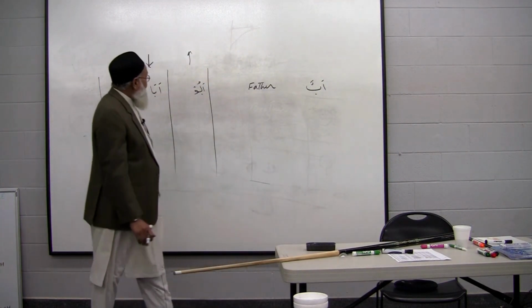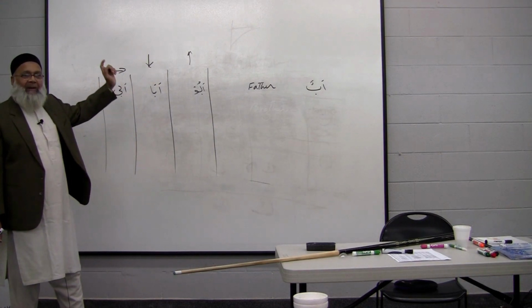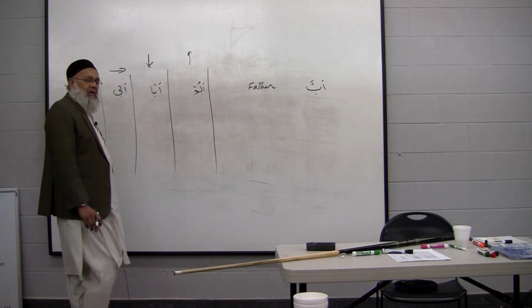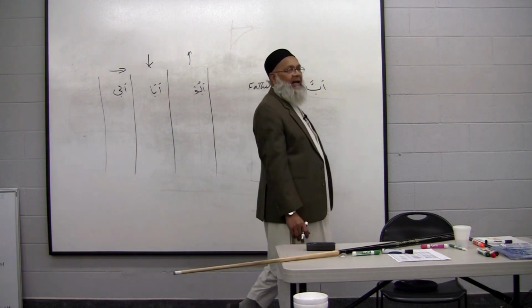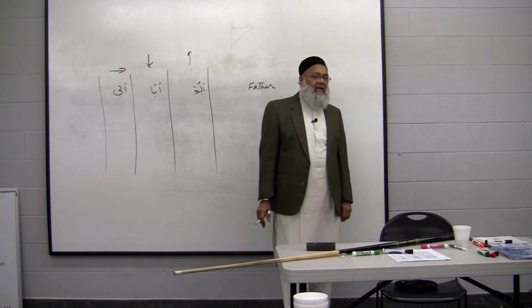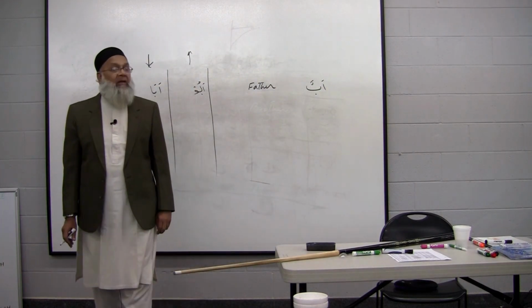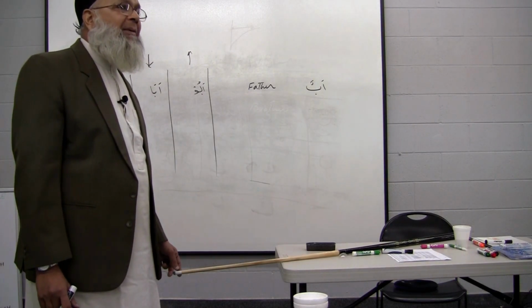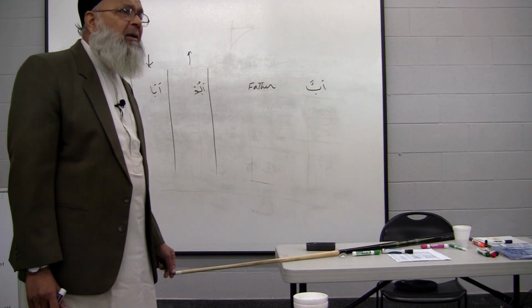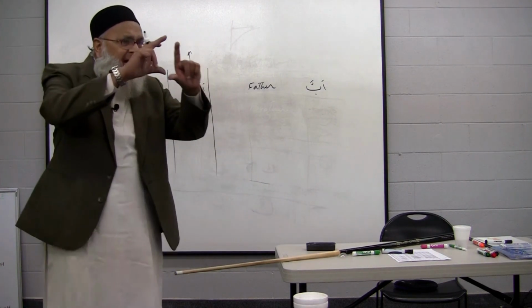So, Abu, Aba, Abi. Abu Bakr, Abi Bakr, Aba Bakr. Abu Huraira, Aba Huraira, Abi Huraira. Abul Qasim, Abil Qasim. Can you explain to me one more time the Abu, Aba, and Abi, please? Yes, like how you just said Abu Bakr, Aba Bakr, Abi Bakr. It's very simple.